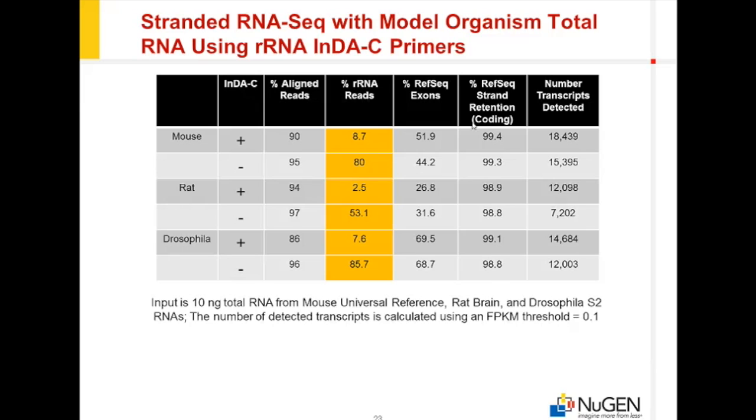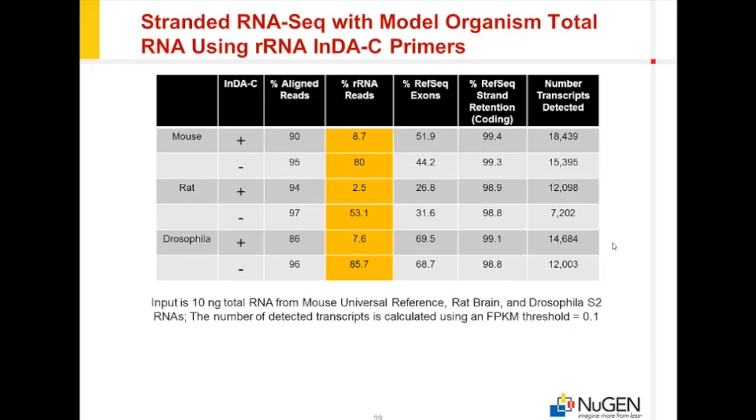Very good strand retention, in this case approaching 99% in every case. Shown here is a percentage of RefSeq exon reads, so sequencing reads that were going to the exon sequences, typically around 50% or higher in most cases. Remember, this is a total RNA sample, so you are getting information for both coding and non-coding RNAs. So there is a significant portion of sequencing reads which would still be going to either intergenic or intronic sequences.